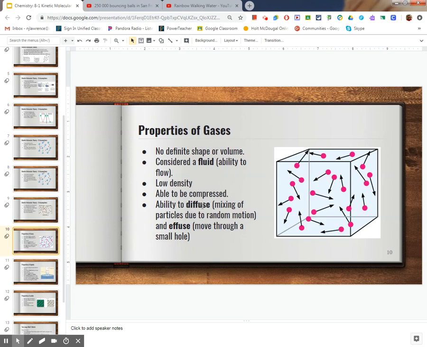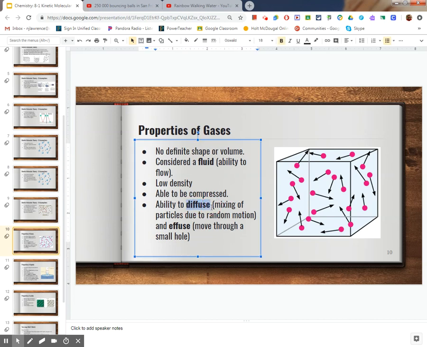Gases are able to diffuse and effuse. Diffusion is the idea of if I light a candle that smells nice, the people closest to that candle will smell it first, and the people furthest from the candle will smell it last. But eventually, that smell will fill up the whole room. So diffusion means particles start in one small area and spread out to the masses.